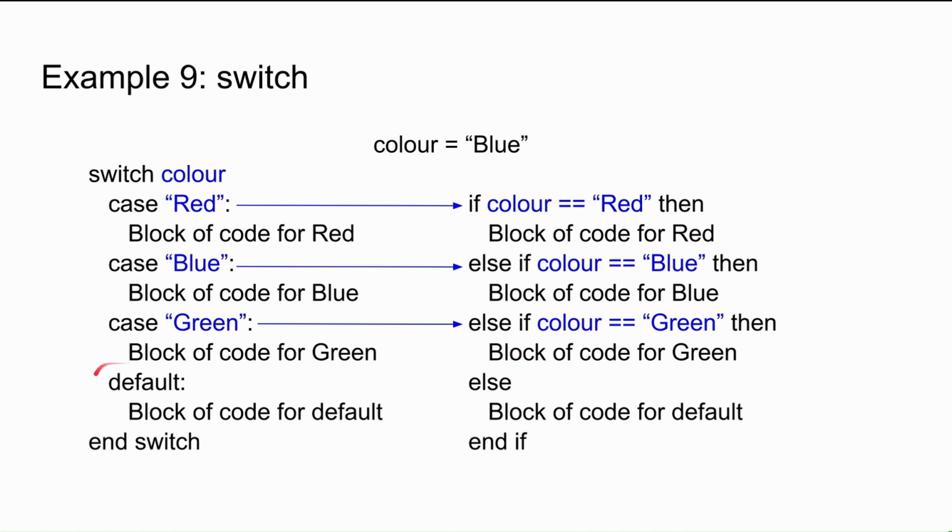As I said before, the default in a switch works as an else in an if. So if all the conditions in the if, else if are false, the else gets executed. And in the switch, if the values in the cases are not equal to the variable in any of the cases, then the default gets executed. And then we have the block of code for the default and end the switch and if.